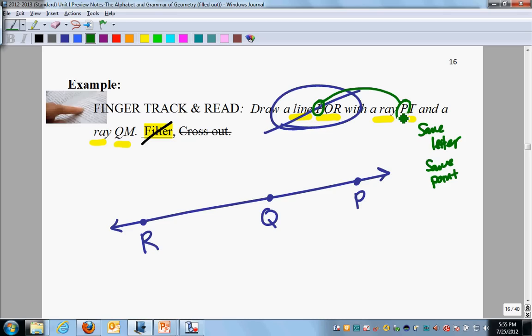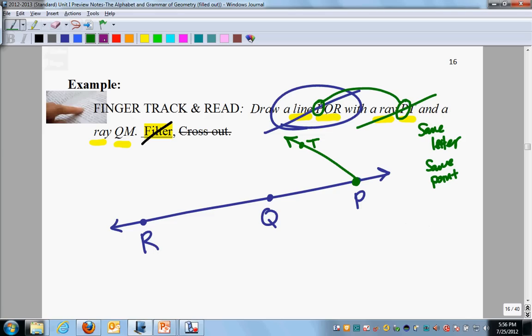So when we do ray PT, we're going to start at P, that's our endpoint, and we're going to go towards the T. It doesn't matter which direction. T is going to be towards the arrow. I could have gone this way. There's no rule that says I had to go up, but I'm going to leave that up one, so there's only one here. We're done with this information. We cross it out.